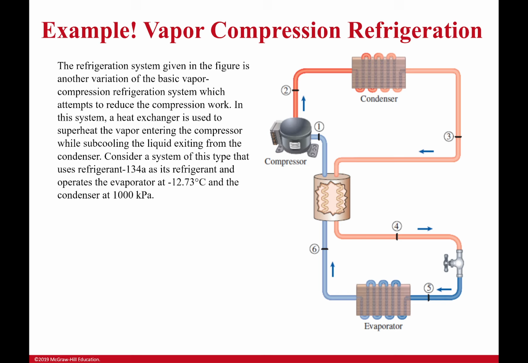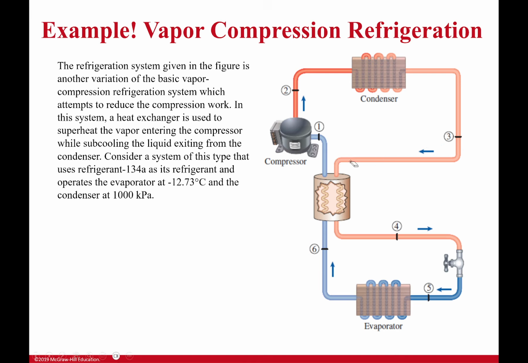So how's it doing that? It's doing that through having a heat exchanger. What that's doing is it's going to superheat the vapor that's entering the compressor. So this vapor right here gets hotter, and it's going to subcool the liquid that is exiting from the condenser. And so this liquid right here is going to get colder.